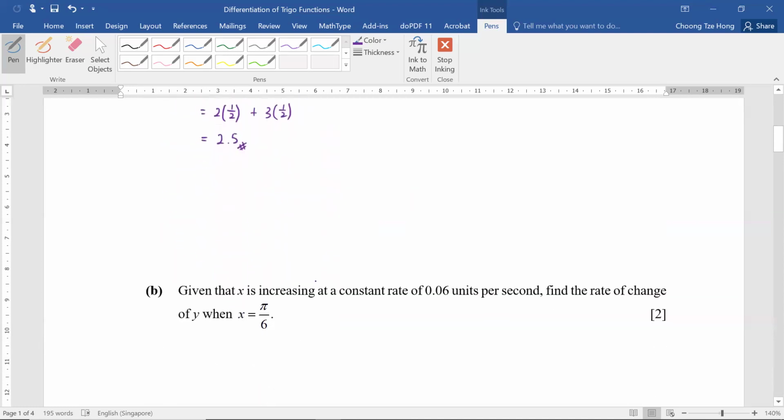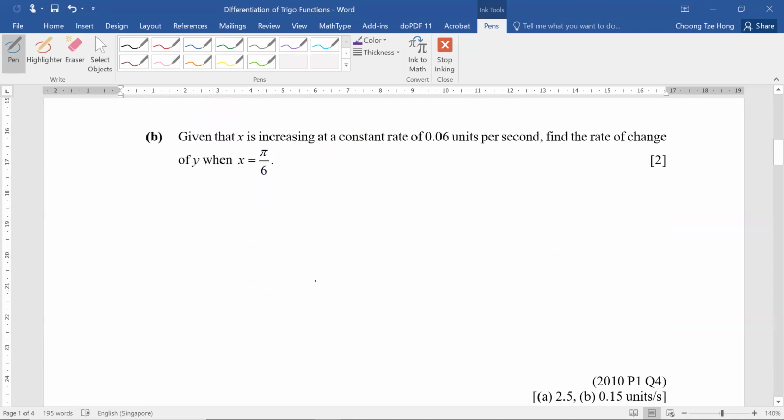Okay, let's look at part B of the question. Given that x is increasing at a rate of 0.06 units per second, find the rate of change of y when x equals pi over 6. So now the question takes a turn. It becomes a rate of change question.